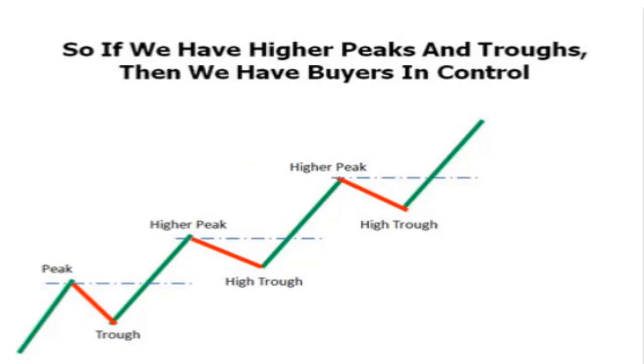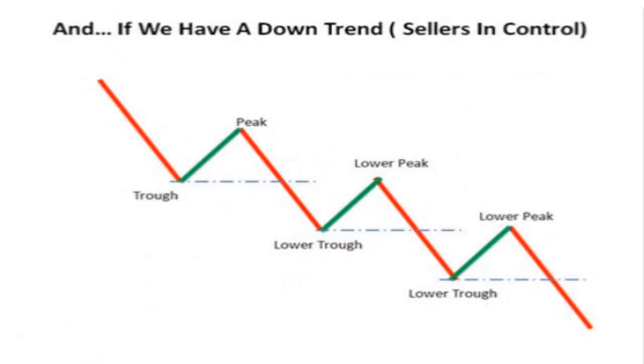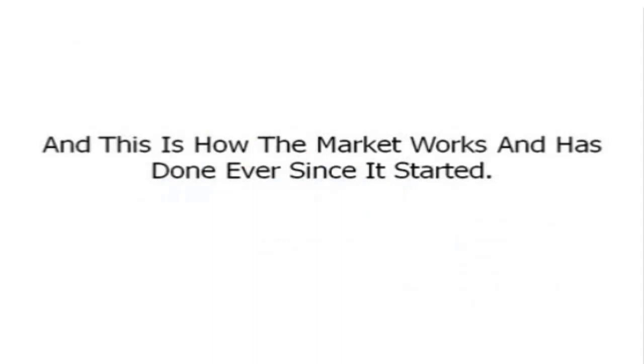So if we have higher peaks and higher troughs, then we have buyers in control, and if we have lower peaks and lower troughs, then we have sellers in control, okay? And this is how the market works and has done ever since it started. And this is the reason why it's so important. If you're watching the Forex market, the futures market, the E-mini market, the stock market, whatever market you're looking at, the reason why this is so important for you to learn and continue to use on a day-to-day basis is because this is how the market works, okay? If you look way back, ever since the market started, this is how the market works, okay?